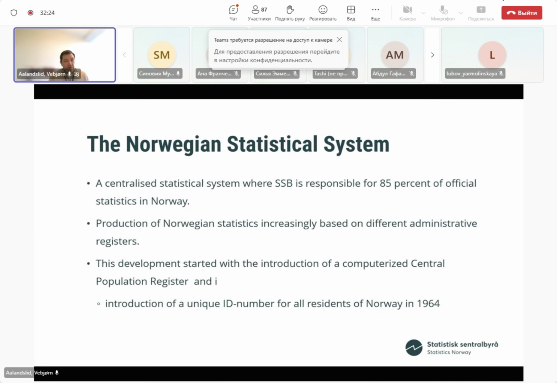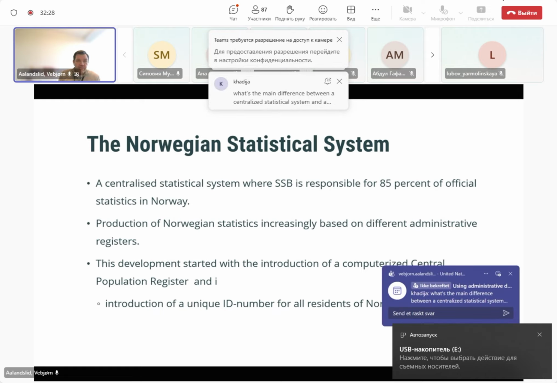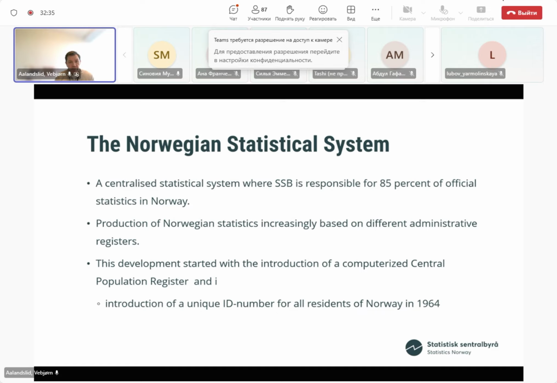So first, a few words about the Norwegian statistical system. We have a very centralized statistical system in Norway, where Statistics Norway, SSB, is responsible for around 85% of all official statistics. And the production of statistics in Norway has increasingly moved away from the traditional censuses and surveys, and is now more and more based on different administrative registers.